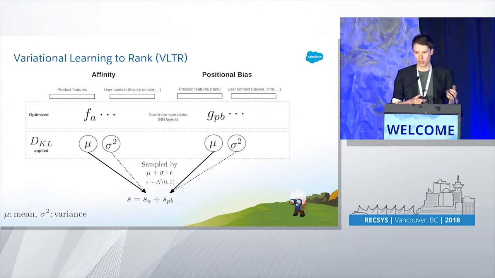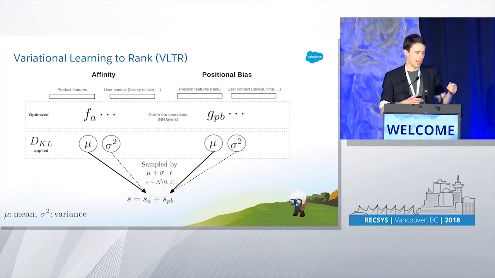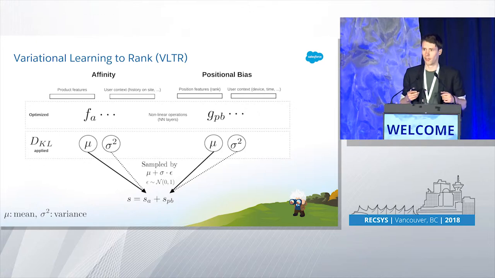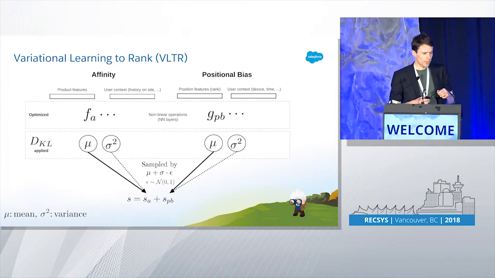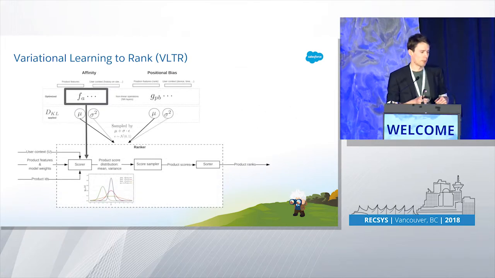On the right-hand side, we have the positional bias, where it just knows about the positional features, so for instance the rank, and of course also the user context. And again, we have some nonlinear functions, so there could be any kind of neural network, and then out comes a distribution given as a mean and a variance. And so using the reparameterization trick, we then sample from both sides: we take a sample from a normal distribution, we expand it with the standard deviation from the variance, and we then shift it with our mean. That will then create a score for either side, and we then combine them together.